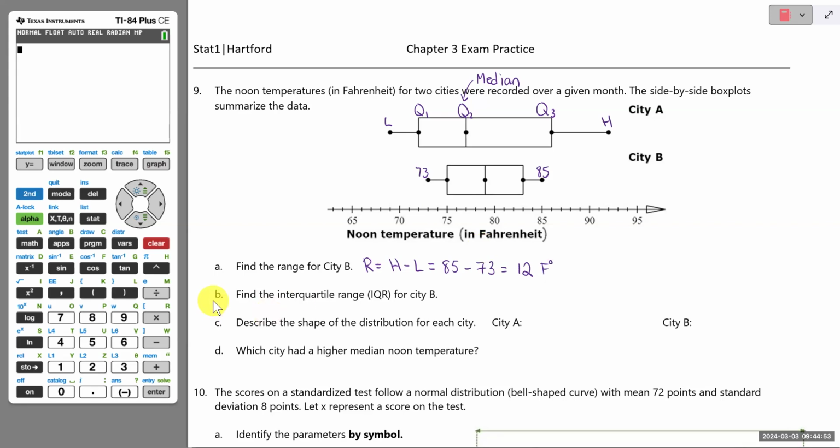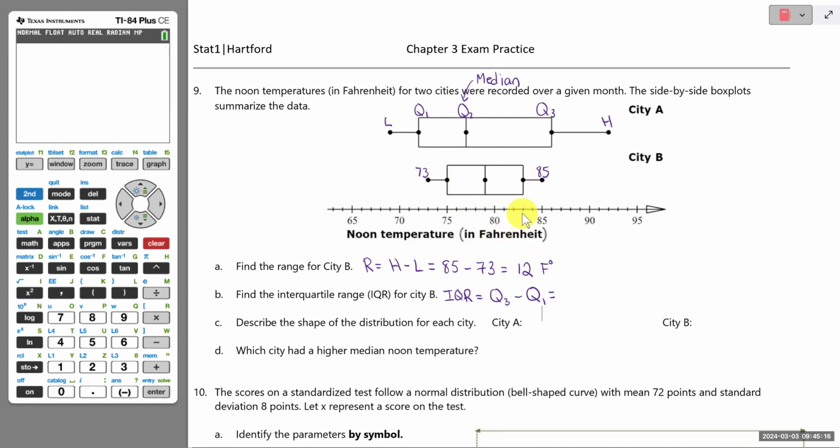All right, so find the interquartile range. So we did range first and now interquartile range. And that formula, we abbreviated there IQR. That's the difference between the third quartile and the first quartile. So that's basically the length of the box. And we're going to do that for city B.